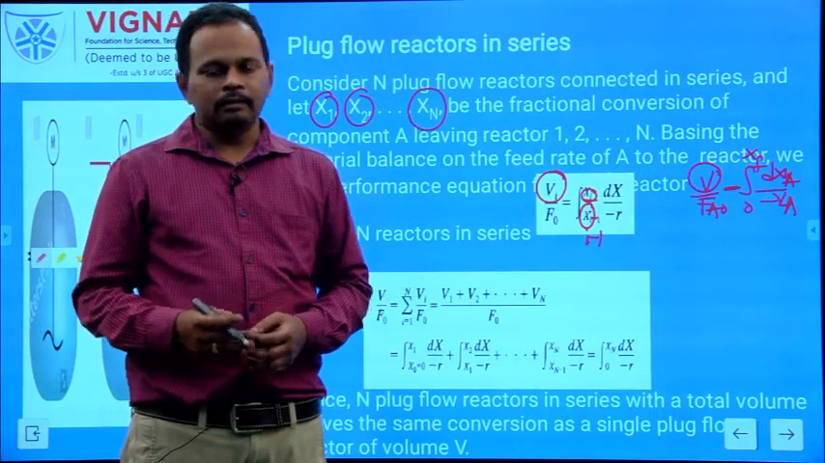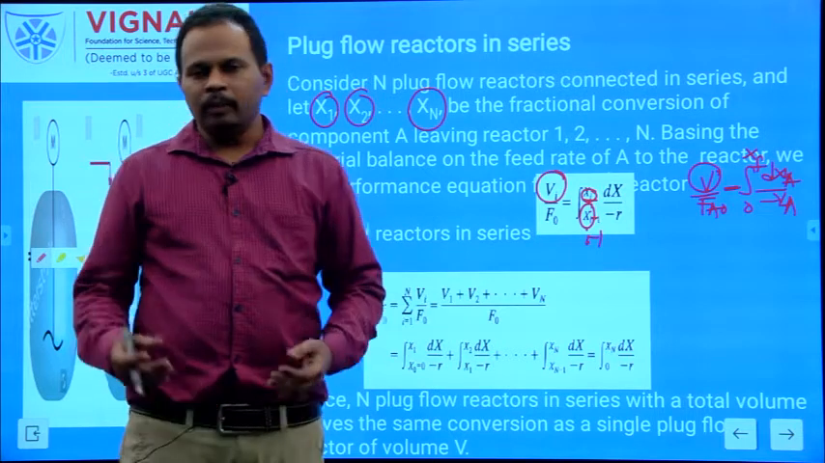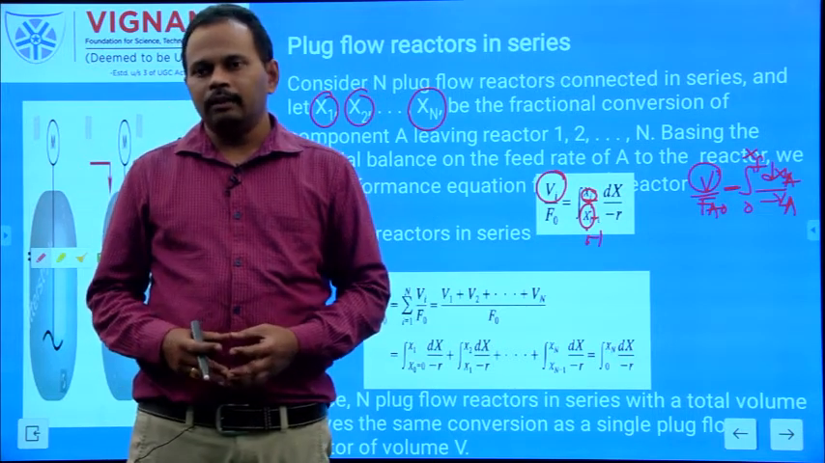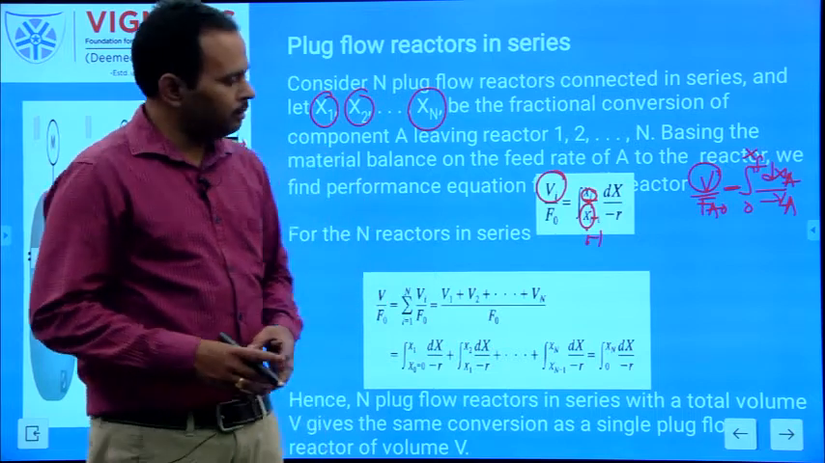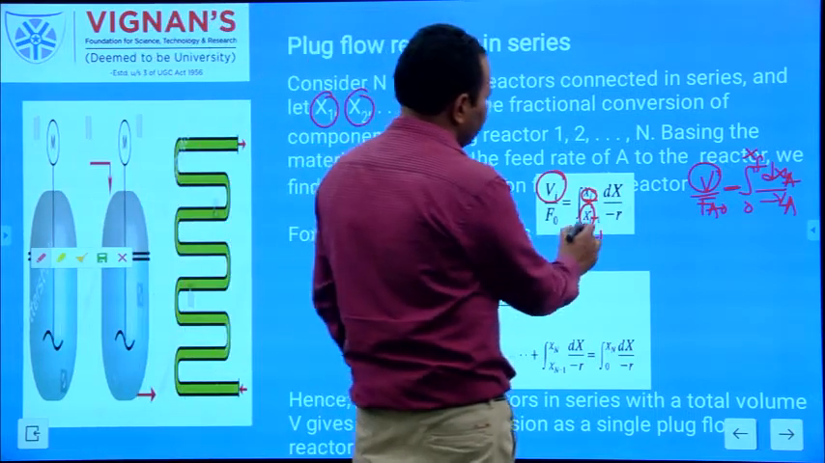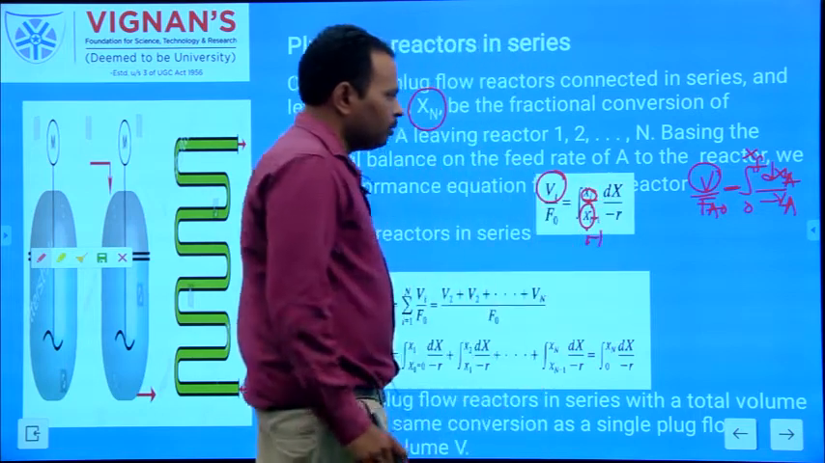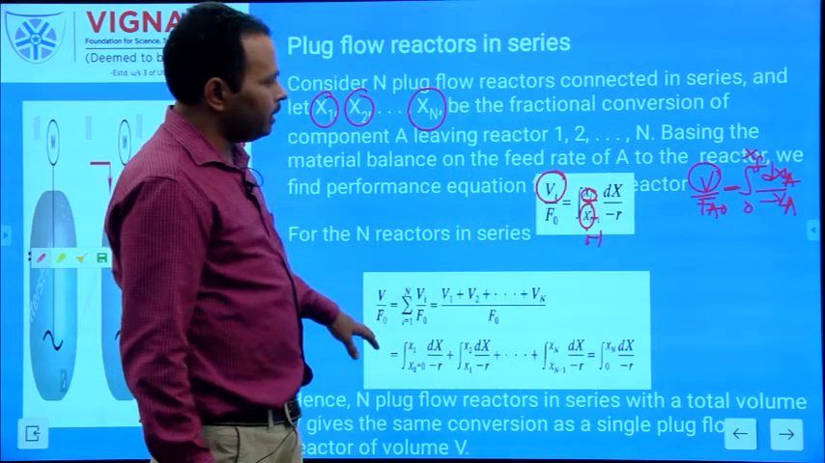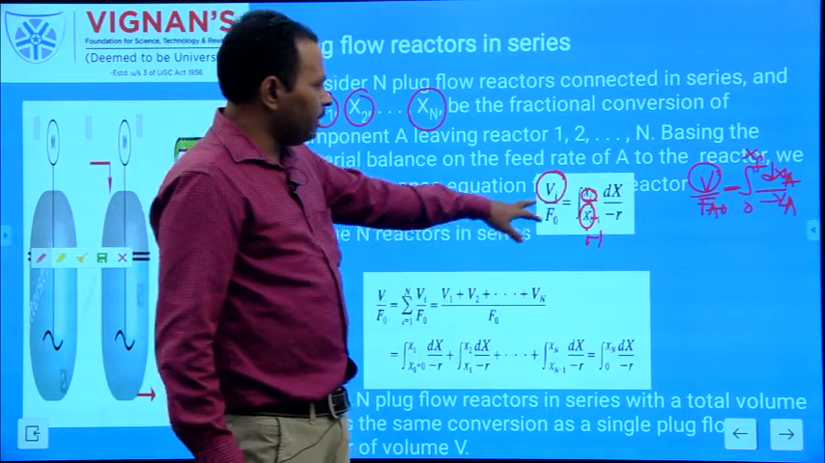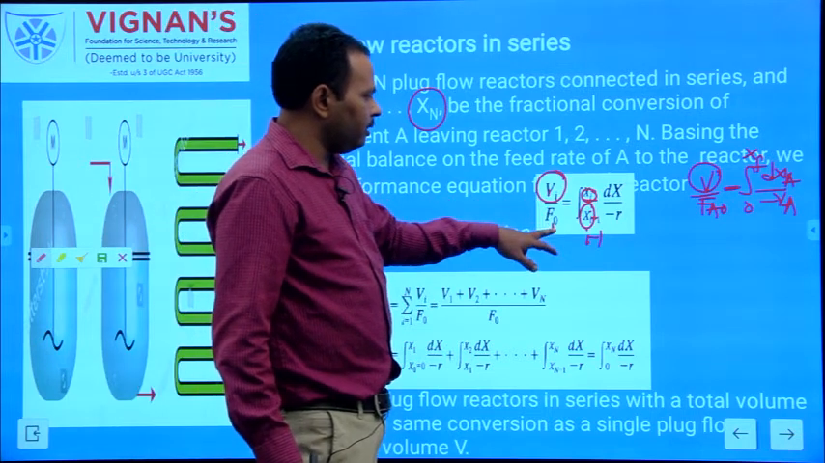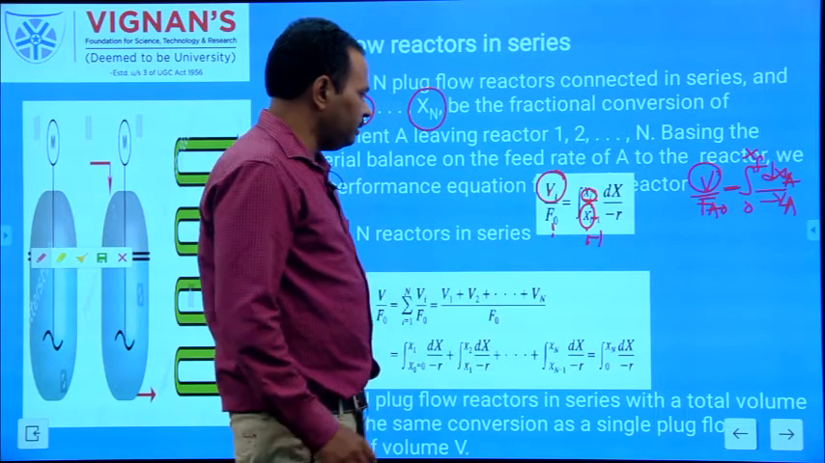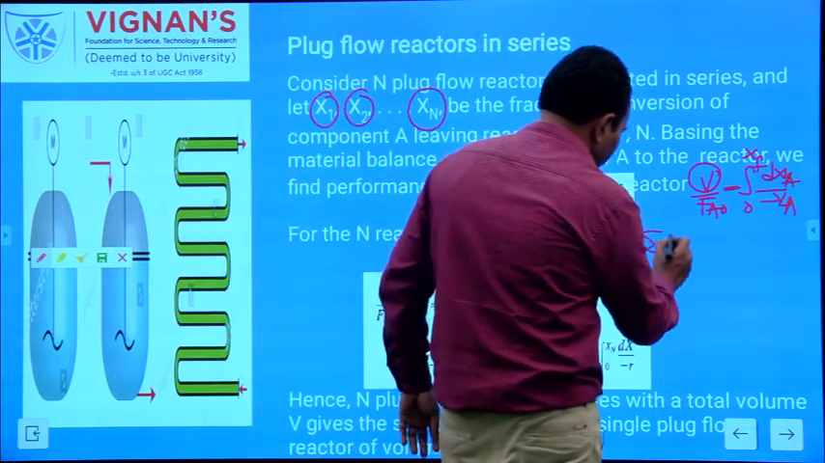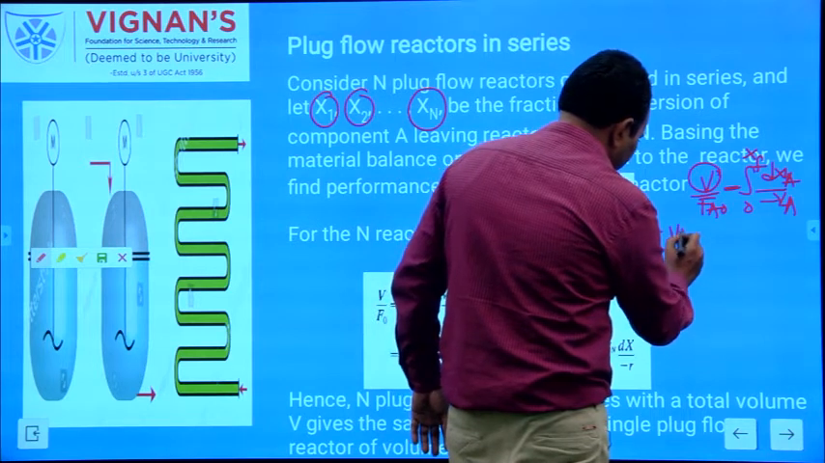Suppose, when you take the ith reactor, before that you have the (i-1)th reactor. We need to consider the conversion of the (i-1)th reactor as the lower limit, so that it can be written as the integral from X(i-1) to Xi of dX by minus R. With the help of this equation, you apply it for n reactors in series. On the left-hand side, first write Vi by F naught for n reactors, which is sigma Vi by F naught.